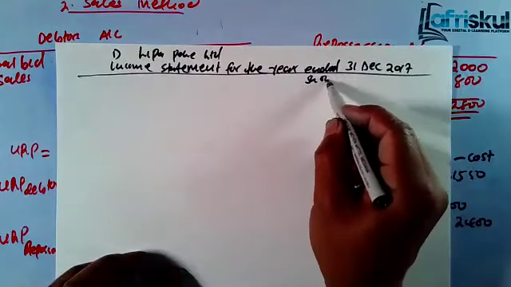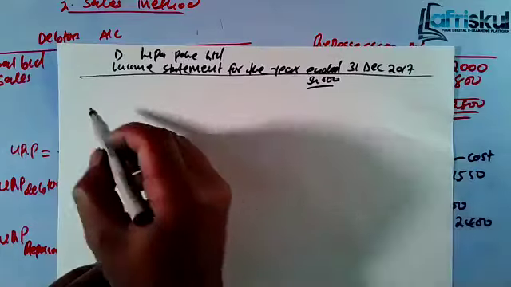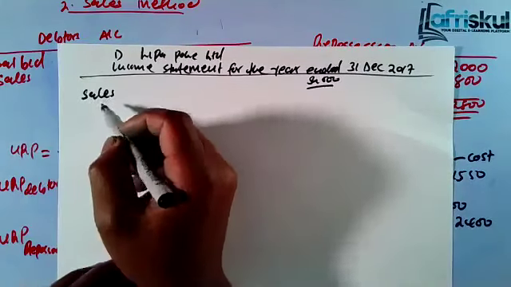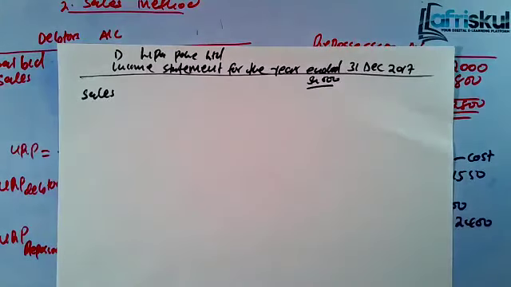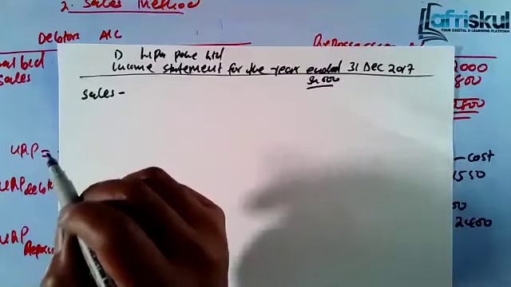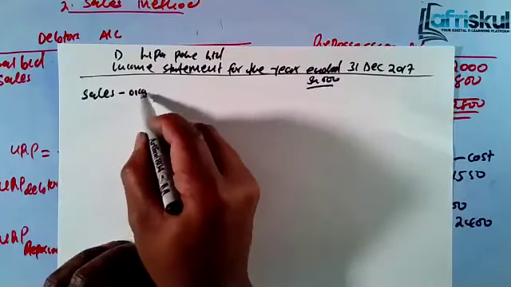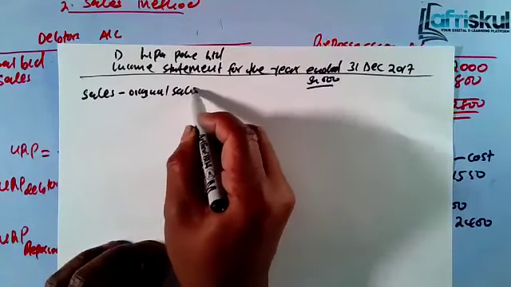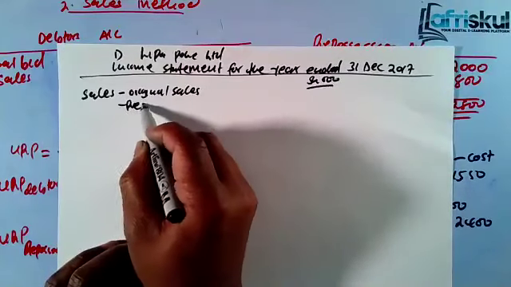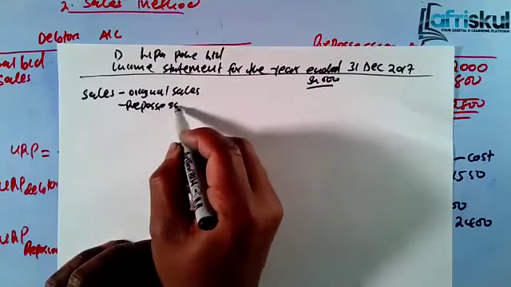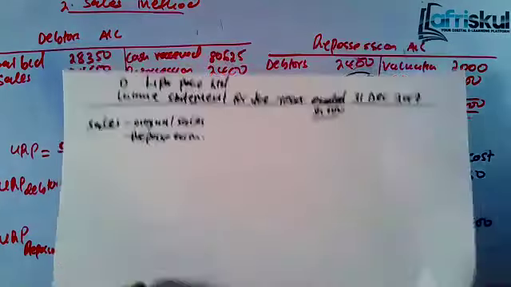Our shillings are in thousands. Now, sales, you can write the one you are given, or an examiner can tell you to separate between the original sales and the repossessed. So let me separate the two: the original sales and those on repossession. Like that, that is what I am saying.